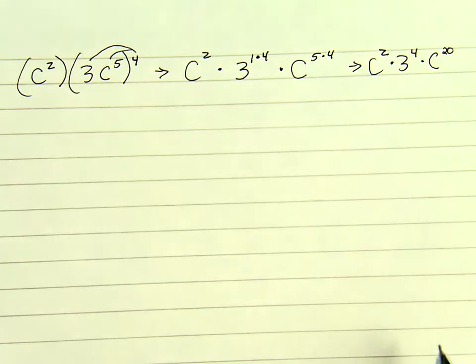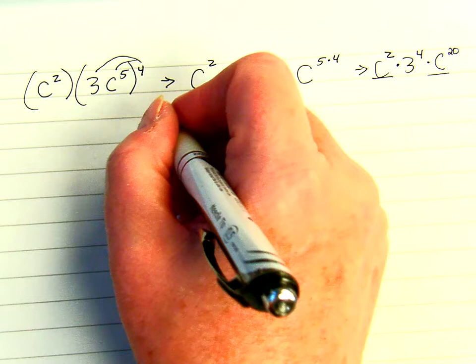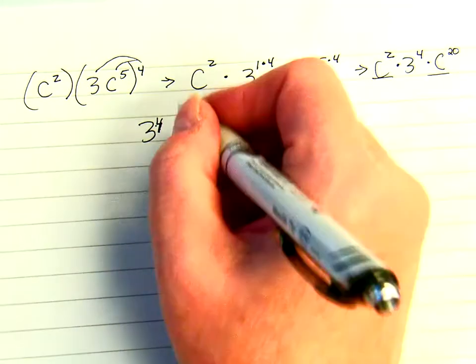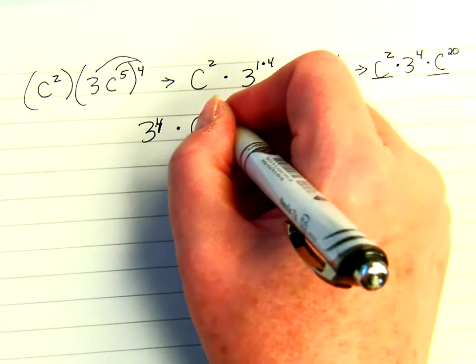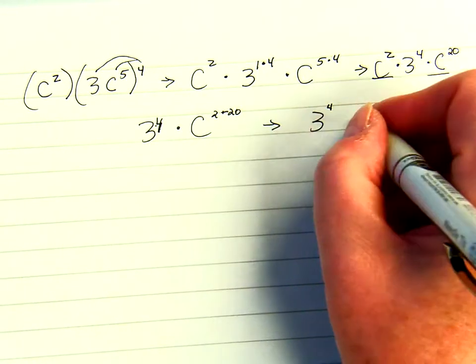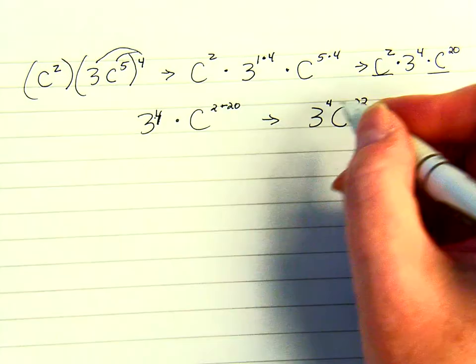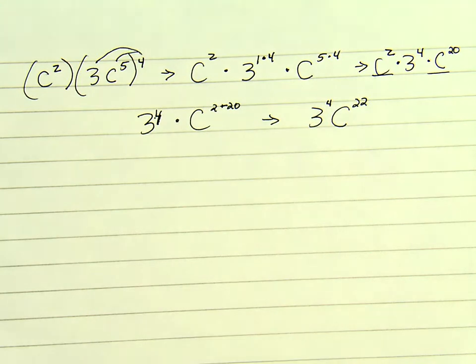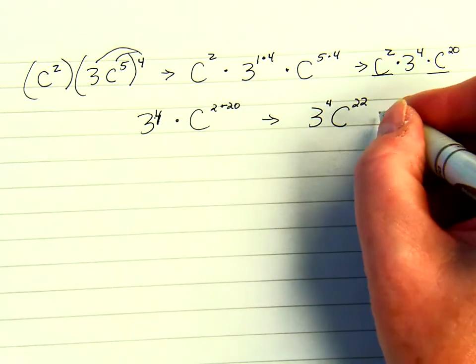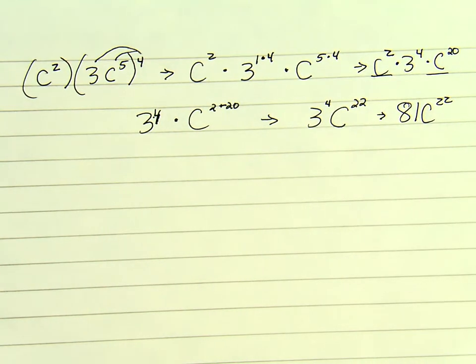we've got c to the 20th, and now we have to combine these c's. That's c squared times c to the 20th. So I've got 3 to the 4th, oops, almost didn't make that a little exponent, times c to the 2 plus 20. And so that is 3 to the 4th c to the 22nd power. And 3 to the 4th, well, that's 3 squared times 3 squared. So that's 9 times 9 is 81. So we've got 81c to the 22nd. Okay.